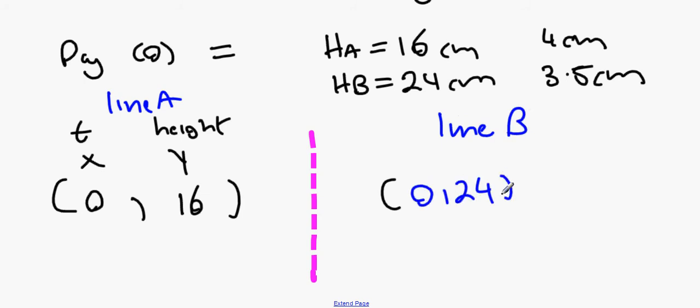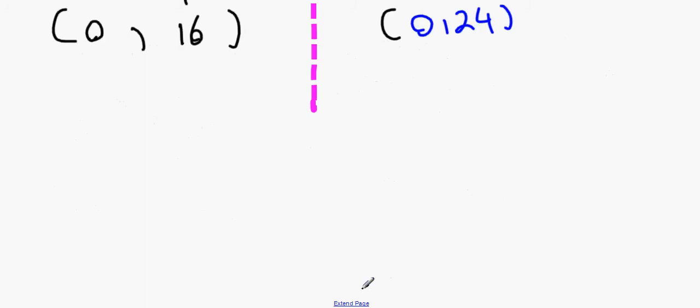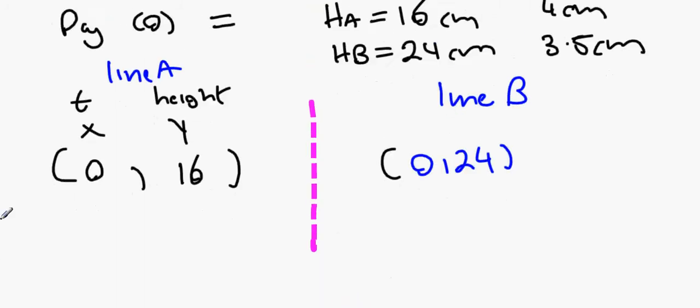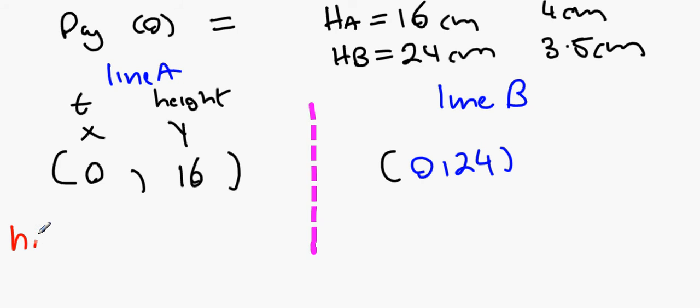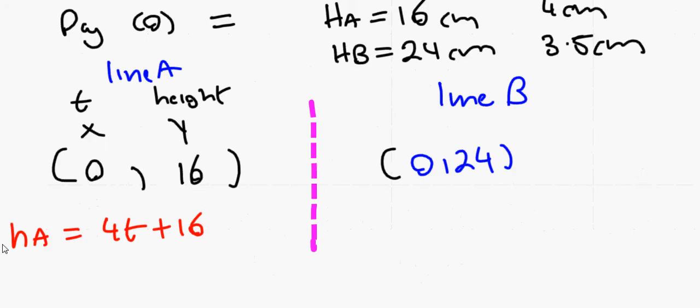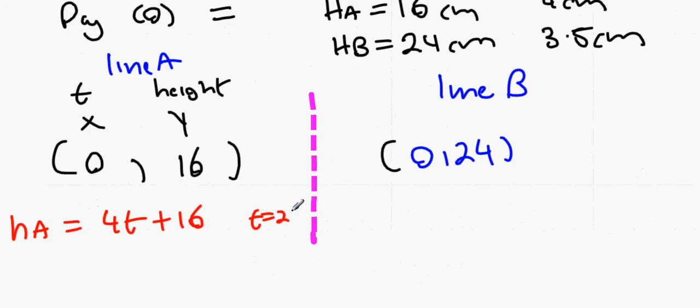Now, using our formulas that we had in the last section, we're going to calculate the height of A at the end of the 4 weeks. So height A was 4t plus 16. Now after 4 weeks, it should be 28 days, so t equals 28. So HA equals 4 times 28 plus 16. So after the 28 days, how tall will plant A be? 128 centimeters.